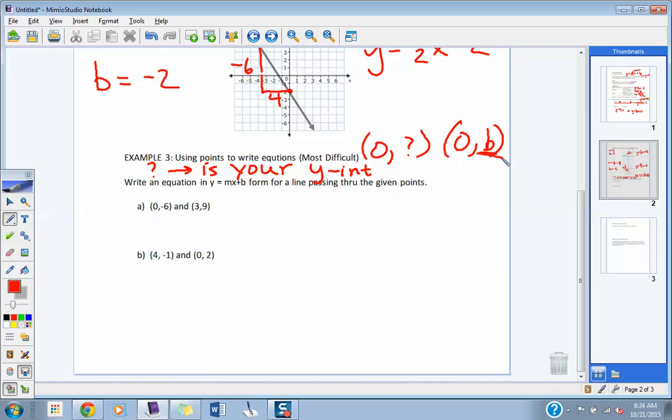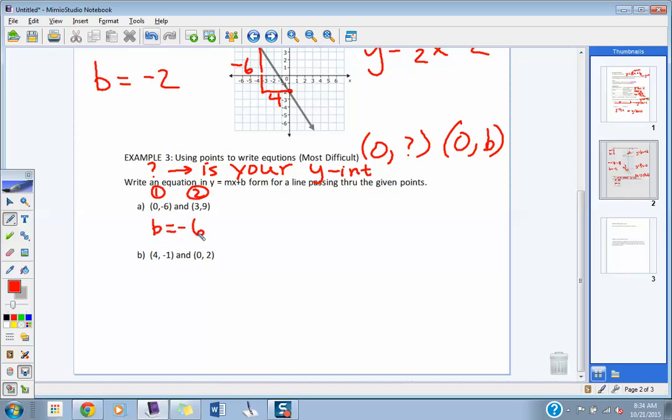So given this point right here, kids, what's that make your y-intercept in this problem? So I'm going to write b equals negative 6. Now, given 2 points, do you remember the formula to figure out the slope? y2 minus y1 over x2 minus x1. This is my first point, point 1. This will be point 2. Again, we already know the intercept is negative 6.